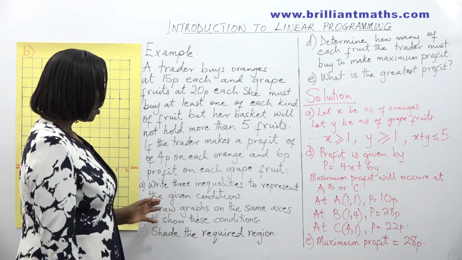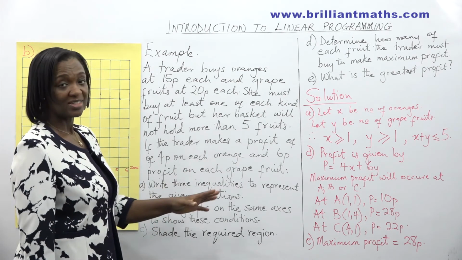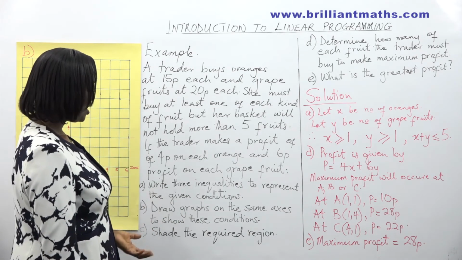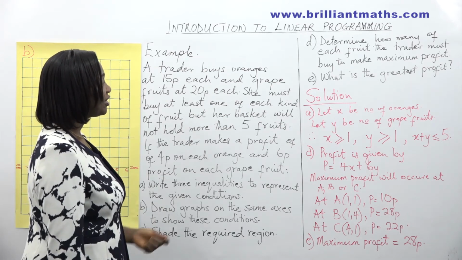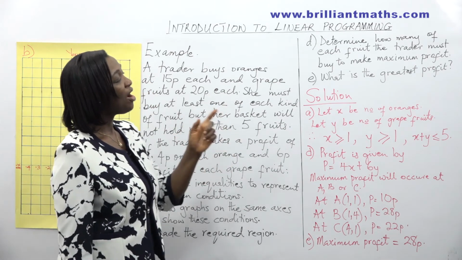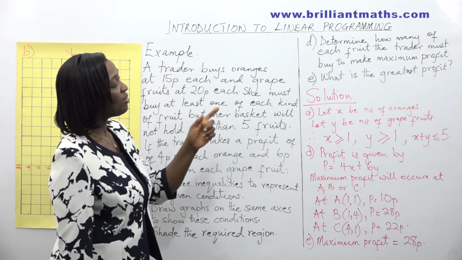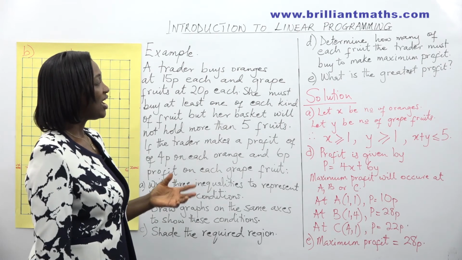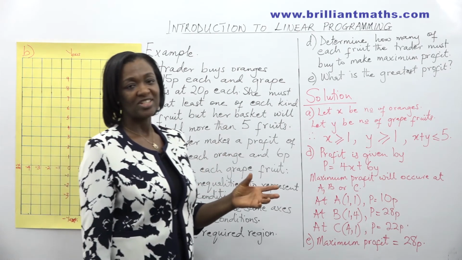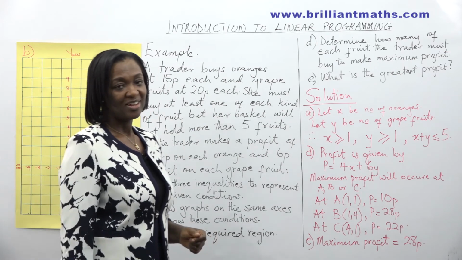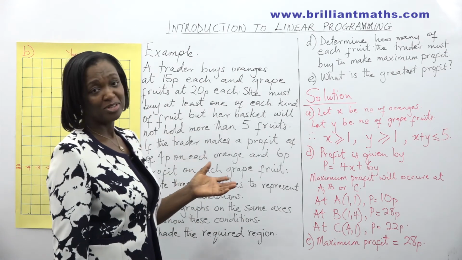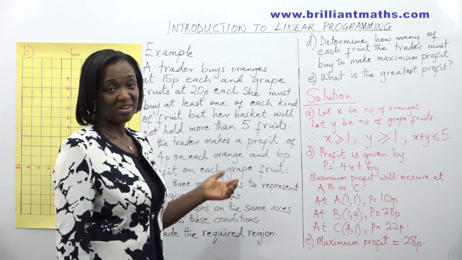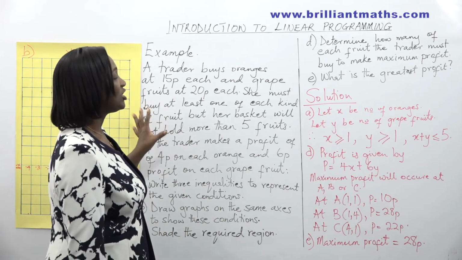B, draw graphs on the same axis to show these conditions. C, shade the required region. D, determine how many of each fruit the trader must buy to make maximum profit. And E, what is the greatest profit? You might be wondering, how are we going to use this to determine the greatest profit? But it's very easy. Let's look at the question again.